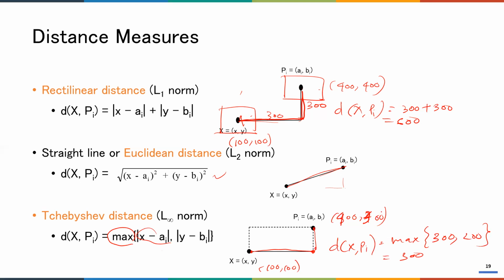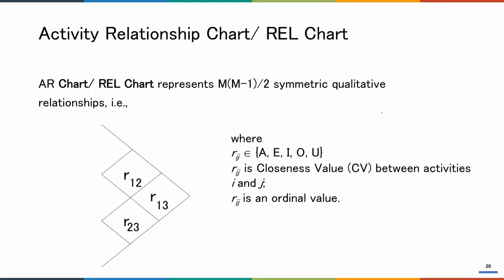So there are three types. Which one is more, how to say, realistic? Then probably we can use the rectilinear. Or if you have the real distance, so you basically calculate it manually, then it's also possible to just make the from-to chart distance from that data.